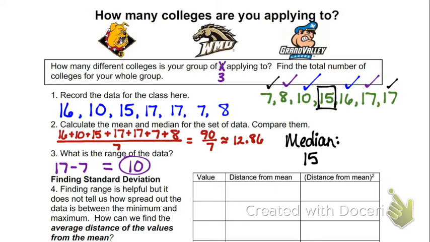First thing we're going to do is on the side where it says value in this table, we're going to take our class data, 7, 8, 10, 15, and we're going to list it out down that column. So right here, 7, 8, 10.